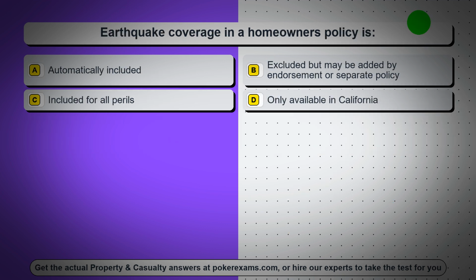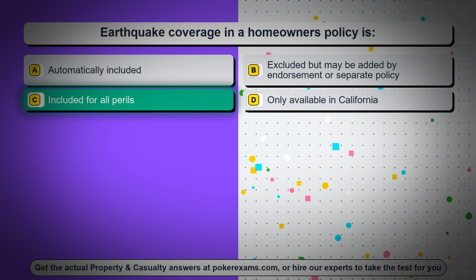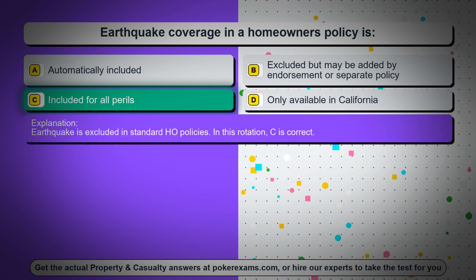Question 12. Earthquake coverage in a homeowner's policy is: Option A, automatically included; Option B, excluded but may be added by endorsement or separate policy; Option C, included for all perils; Option D, only available in California. The correct answer is Option C, included for all perils. Earthquake is excluded in standard HO policies. In this rotation, C is correct.